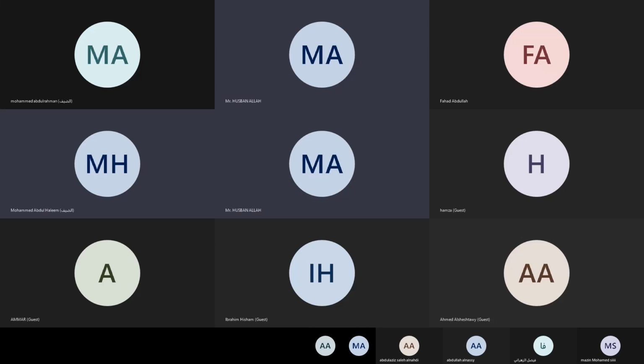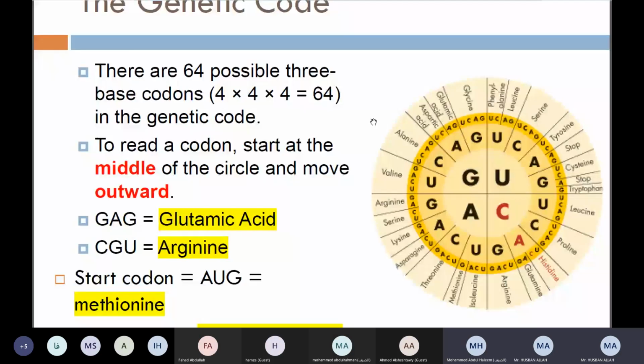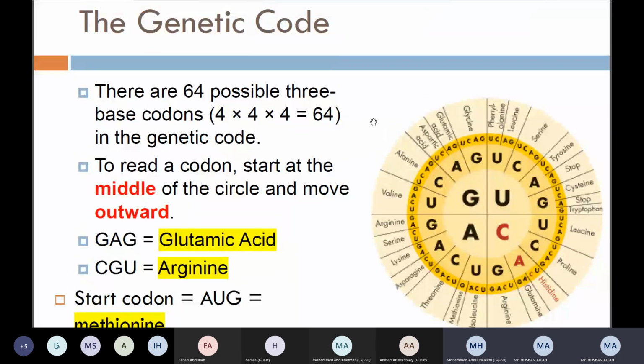We are going to study page 368, translation. But before translation, I want to ask about the genetic code. What are the genetic codes? Anyone who can tell me? What do you know about genetic code?